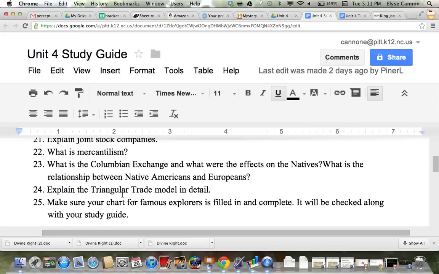Number 25, I will be looking tomorrow to see your explorer's chart, and you should have it filled out because Miss Cannon taught it in class.